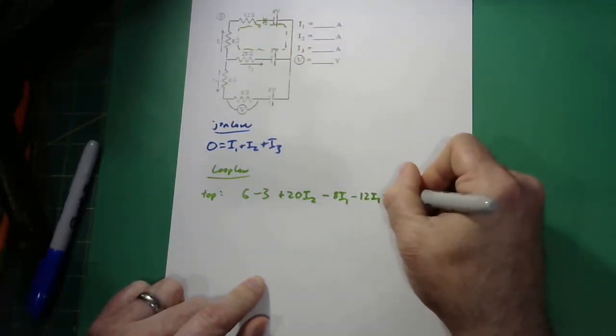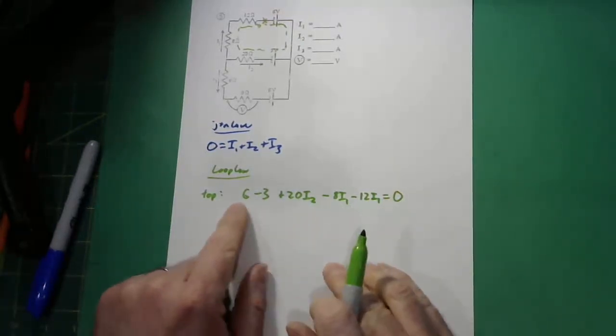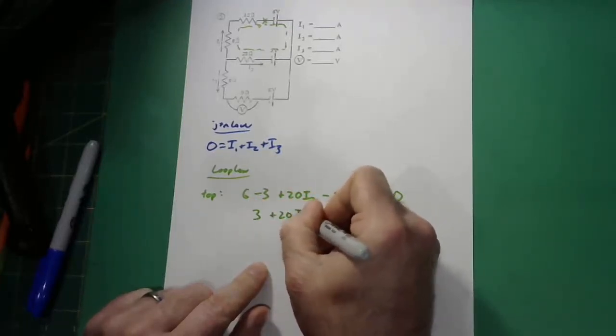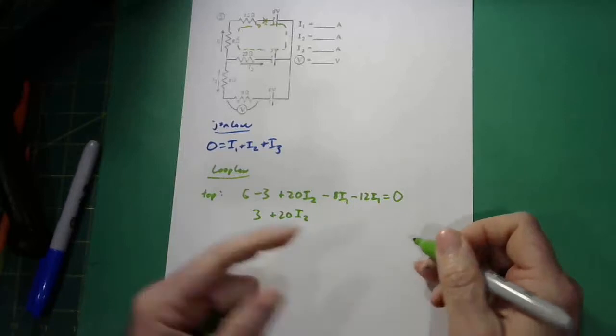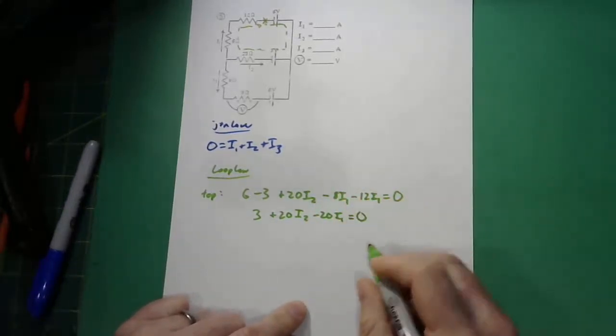So all my changes in potential had better add up to 0. I could go ahead and tidy this up a little bit. 6 minus 3 is just 3, plus 20 I2. And look, minus 8 I1 minus 12 I1. Let's just make that minus 20 I1. There, it's a little bit tidier.